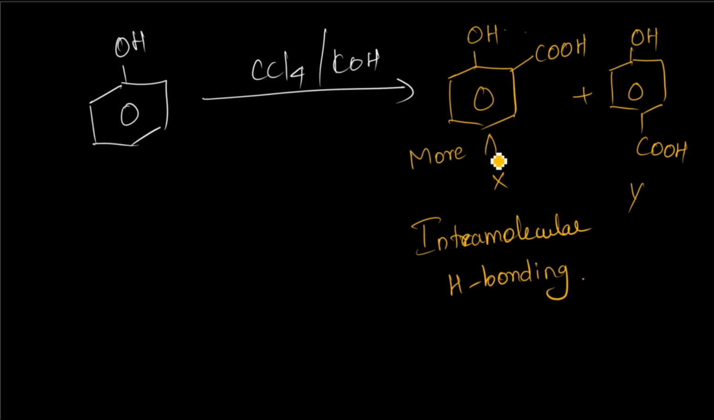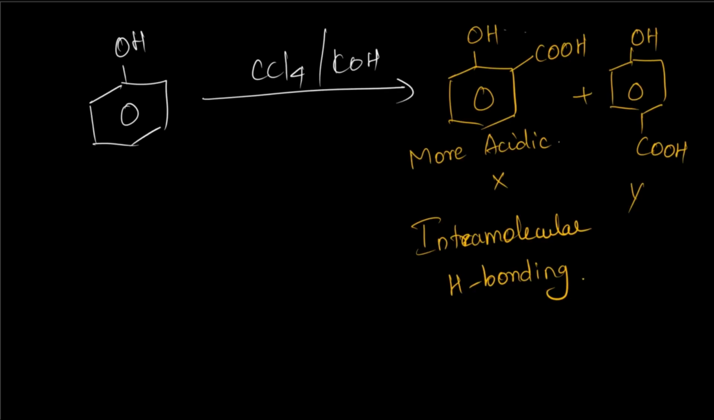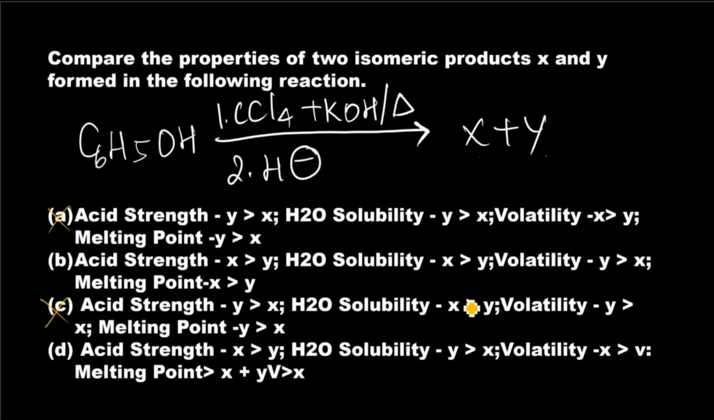This is more acidic. So if I am taking X as more acidic, what are the options I can eliminate? So if I am taking X as more acidic, so options A and C are eliminated. Okay. Then they are asking for H2O solubility. So we already discussed in mock test 1, if there is a hydrogen bond, the solubility will decrease. So X will have less solubility when compared to Y.